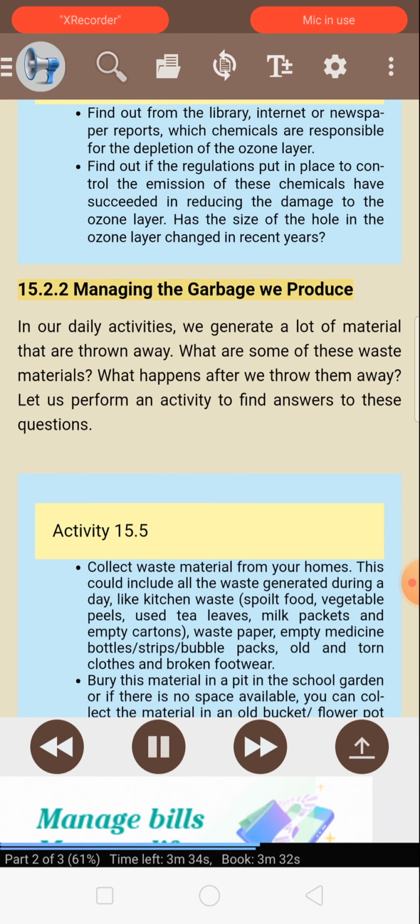15.2.2 Managing the garbage we produce. In our daily activities, we generate a lot of material that is thrown away. What are some of these waste materials? What happens after we throw them away? Let us perform an activity to find answers to these questions.